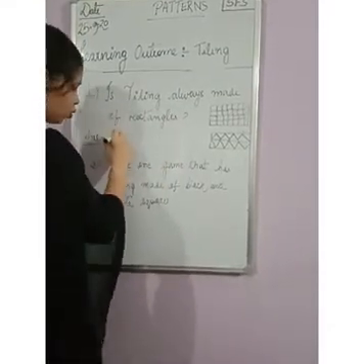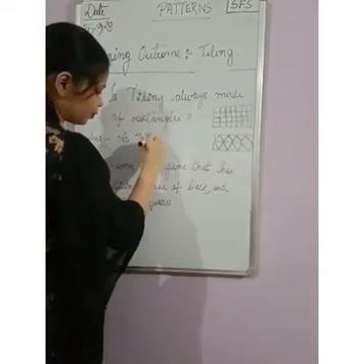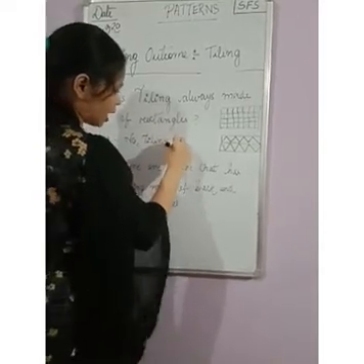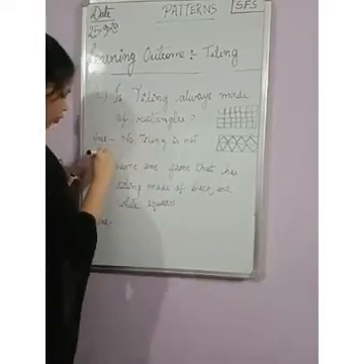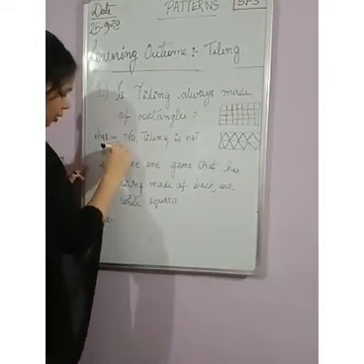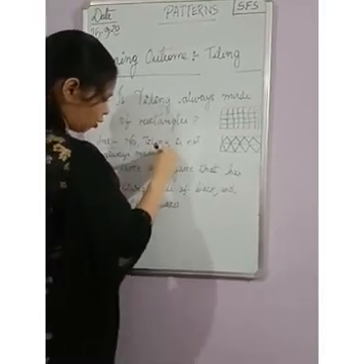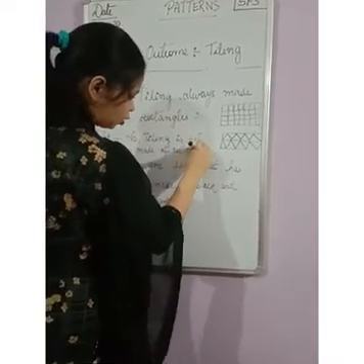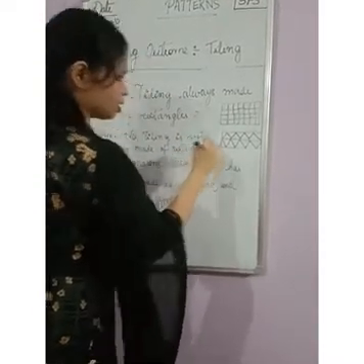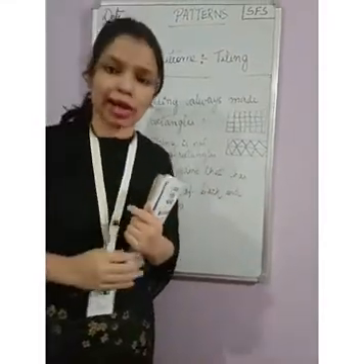So you can write no. Tiling is not always made of rectangles. Tiling is not always made of rectangles also. We can use the shape square or triangle also.